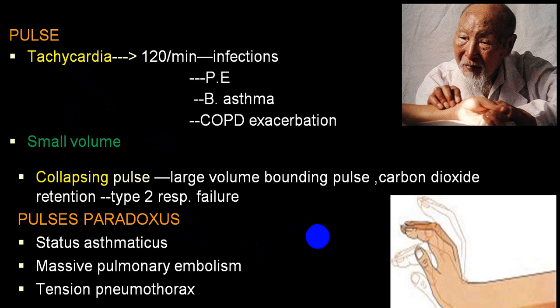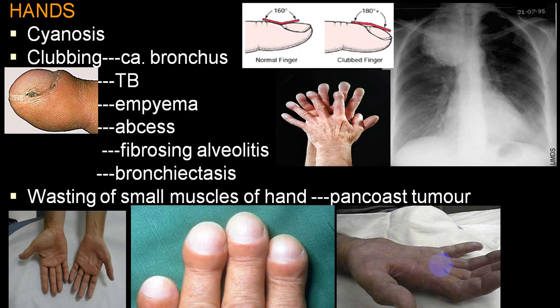This is flaps, which you will get in pre-coma conditions: hepatic coma, uremia, and carbon dioxide narcosis. Do remember these three most common. Clubbing, cyanosis, wasting of muscle, etc. Look for those. Wasting of muscle will be very common in malignancy, and one of the malignancies is Pancoast tumor.